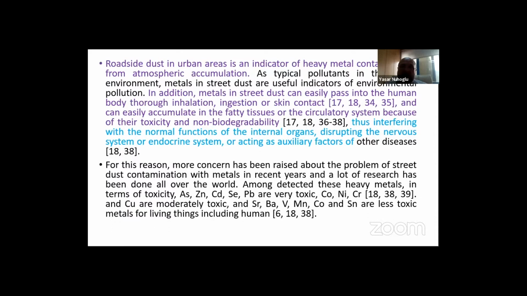Arsenic, zinc, cadmium, selenium, Pb are very toxic. Cobalt, nickel, chrome, and copper are moderately toxic, and strontium, barium, vanadium, manganese, cobalt, tin are less toxic metals in living things.